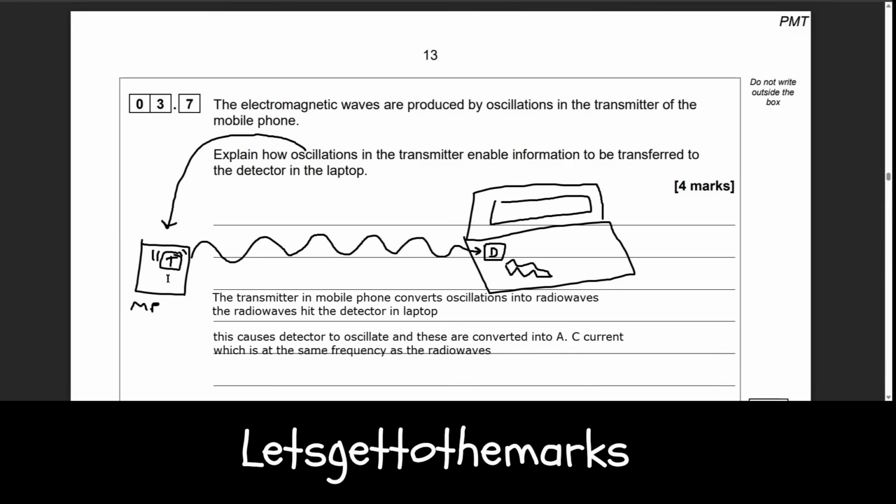So this is showing you how it starts off in the phone via vibration. It's converted into a radio wave. The radio wave can travel through the air, hit the laptop, and be converted back into a vibration that vibrates a transducer, something that transforms that kinetic energy into electrical energy and current with the same frequency. Now, what do we get the 4 marks for? Saying that the oscillations are converted into radio waves, saying that the radio waves reach the detector, which cause the detector to oscillate or convert into current with the same frequency as the radio waves. Wunderbar.